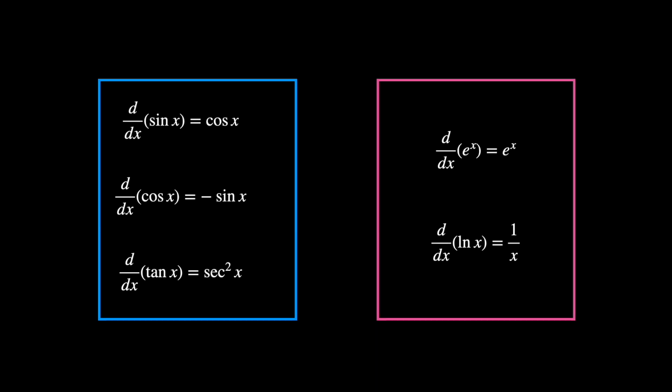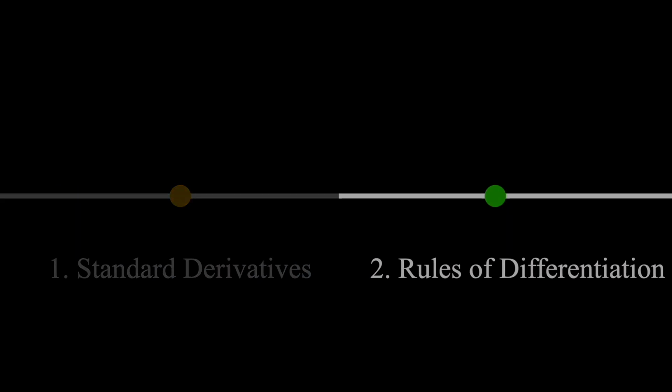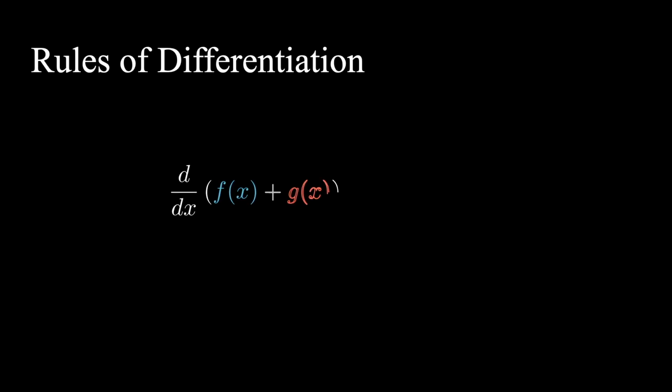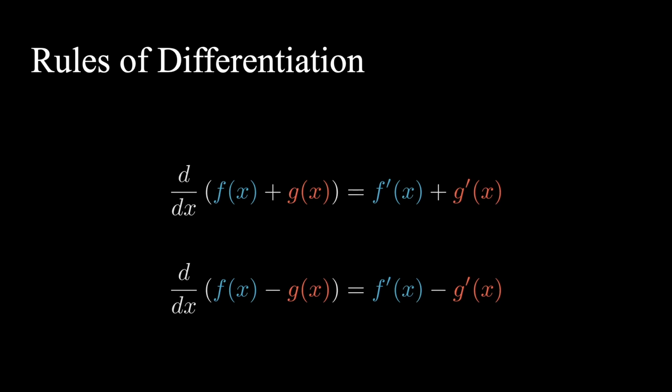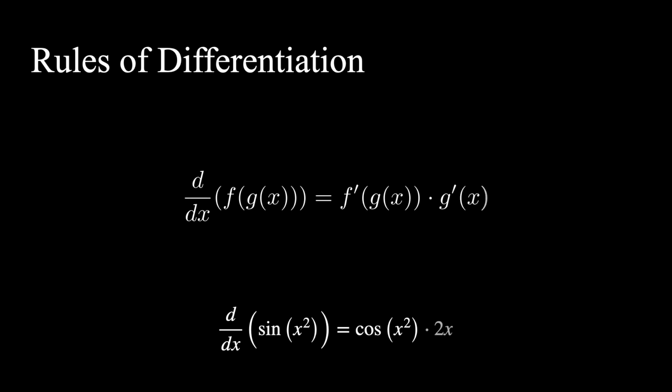Here are some more standard results, but it would require more advanced theories to prove, so let's leave it for the next time. With the standard results on hold, we move on to the rules of differentiation. First, for the sum or difference of functions, the derivatives are the sums or differences respectively. For a composite function, we have the chain rule, which is basically differentiating the outer function and then multiplying by the derivative of the inner function.